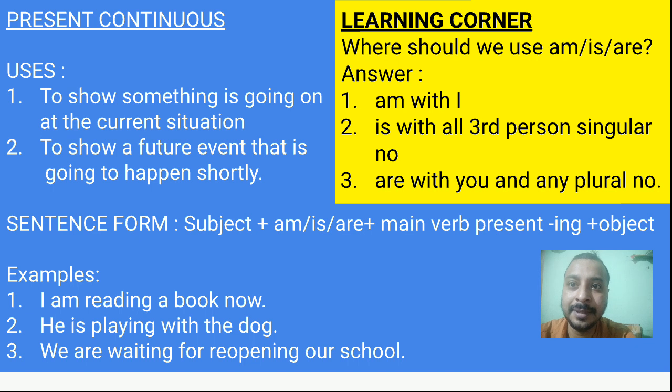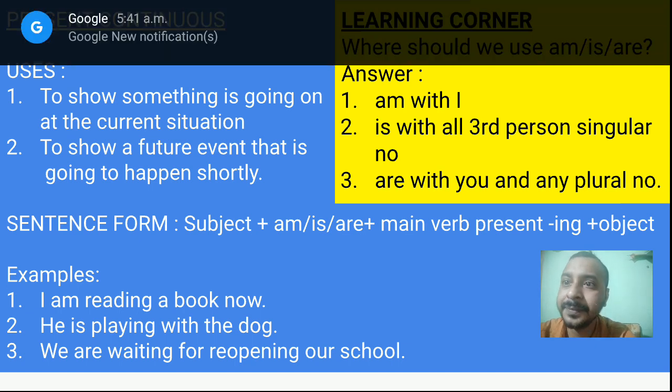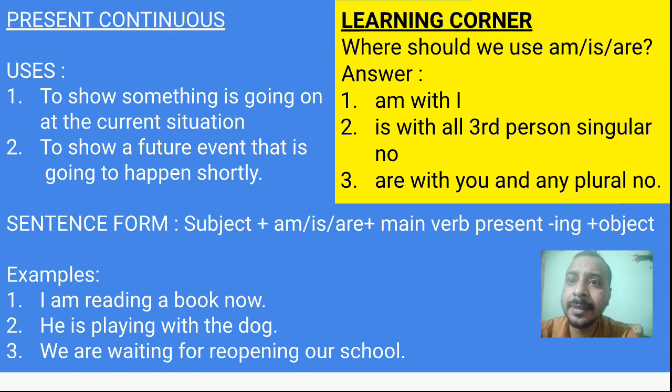see the learning corner. Where should we use am, is, are? Yes or no? Because most of you make the mistake in using this, especially is and are, because you know am goes with I, is with all third person singular number, and are with you and any plural number. Now you know what is third person singular number. So this is the simple thing. This is just the simple thing. So this is present continuous tense.